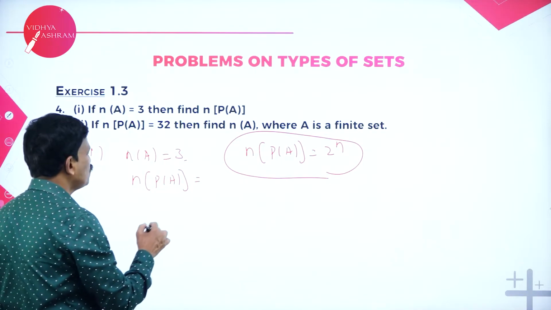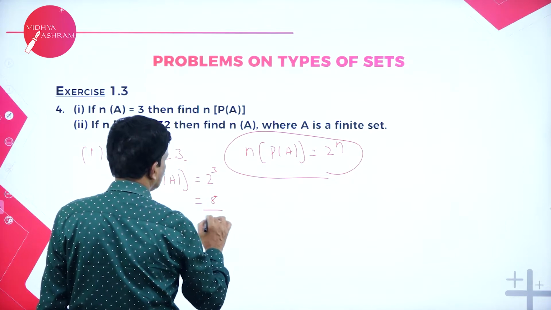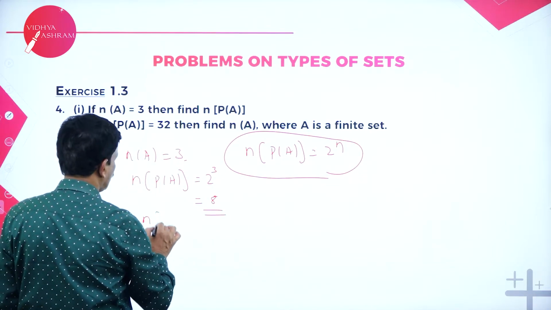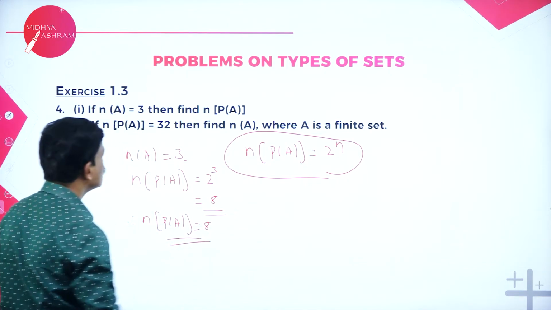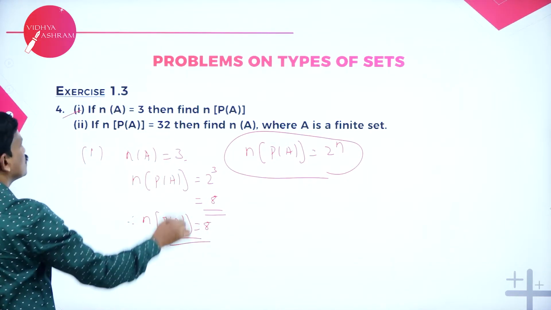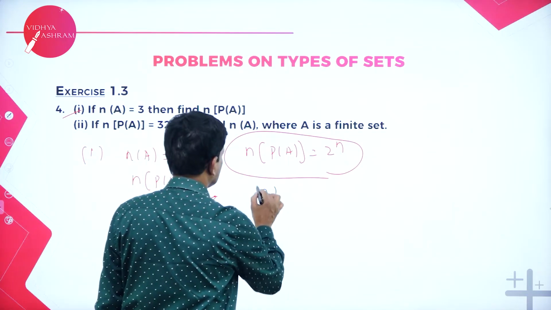So here n of P of A is equal to 2 to the power of 3. 2 cube is nothing but 8. So therefore n of P of A is equal to 8. The power set contains 8 elements. That is the first answer. Okay, now let us come to the second one.